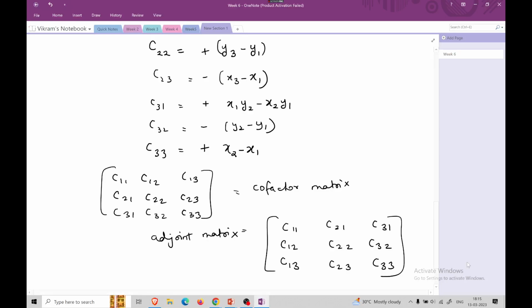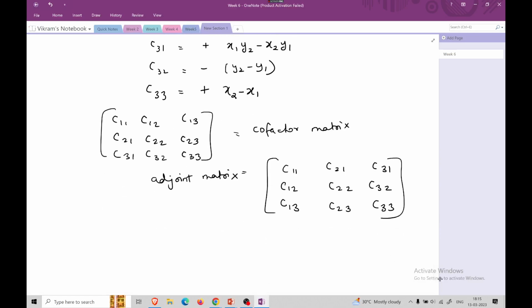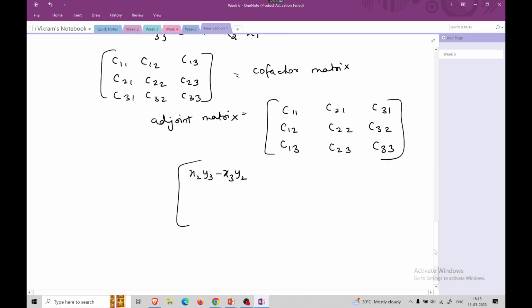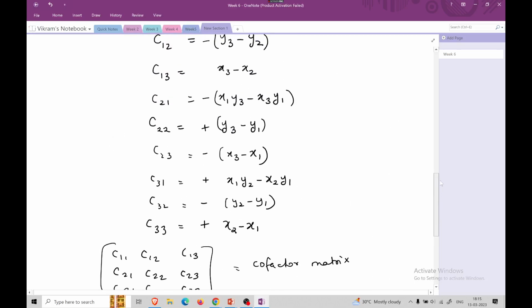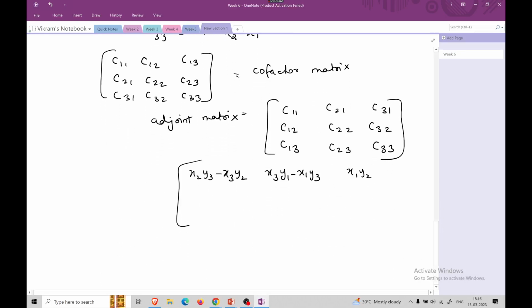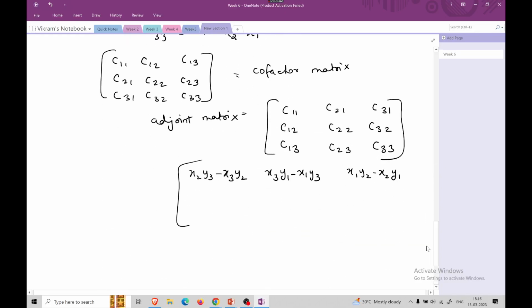So I'm going to write all the elements. It is going to be x2 y3 minus x3 y2. C21 is going to be the negative of this, so it will be x3 y1 minus x1 y3. And C31 is going to be x1 y2 minus x2 y1. So what is C12? Minus of y3 minus y2. I am going to write it as y2 minus y3.